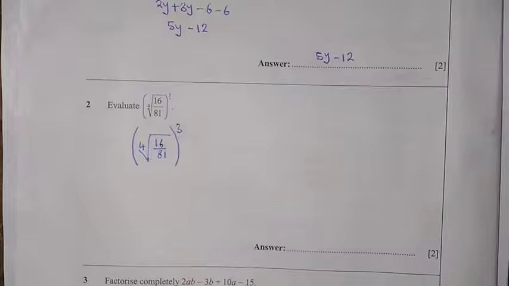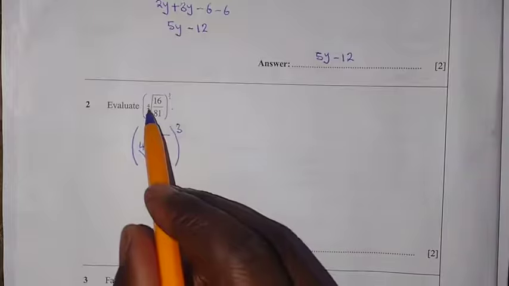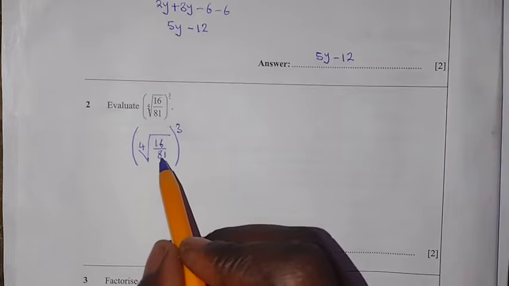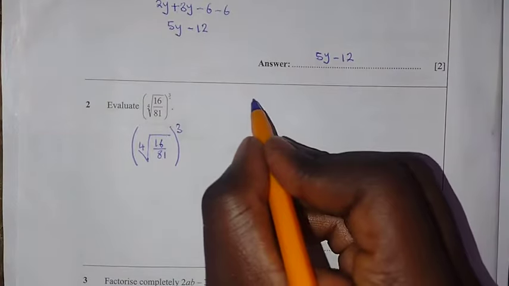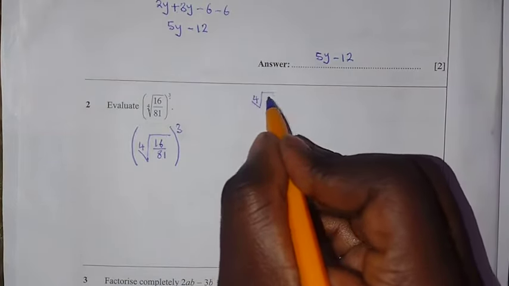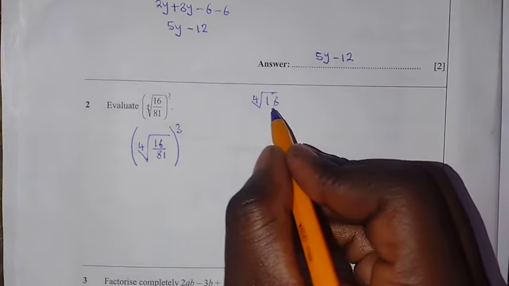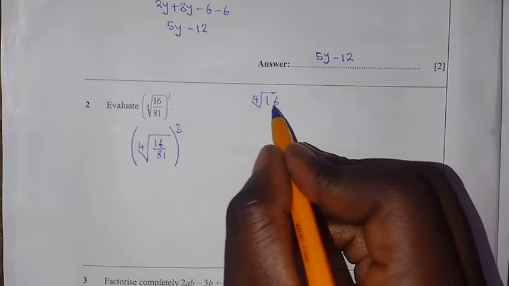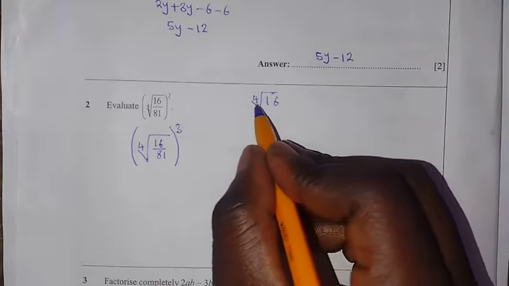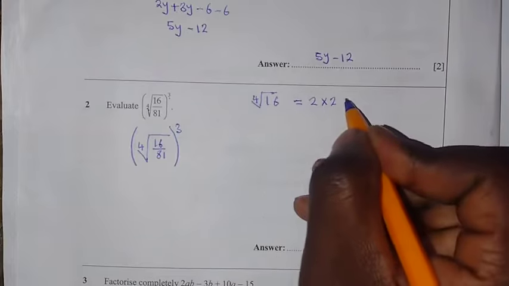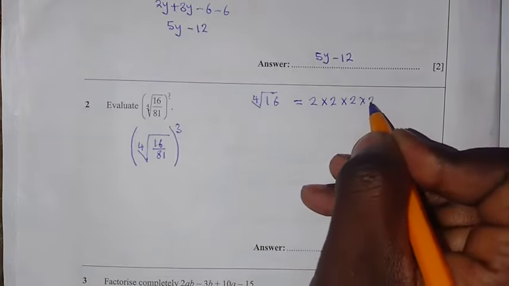Here you need to understand the meaning of fourth root. This fourth root is affecting both 16 and 81. So I will do this. You write fourth root of 16. For the fourth root of 16, we are looking at a number, a factor of 16, that when you multiply it by itself 4 times, you get 16. That number is 2 times 2 times 2 times 2.